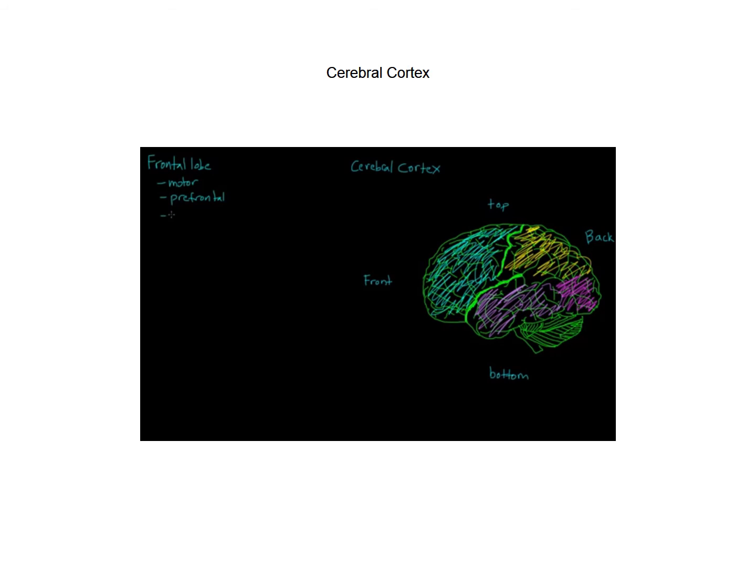Another part of the frontal lobe that's worth mentioning is referred to as Broca's area. This is a part of the brain that's associated with speech production. Let's move on to this yellowish orange portion here, which we said was the parietal lobe.